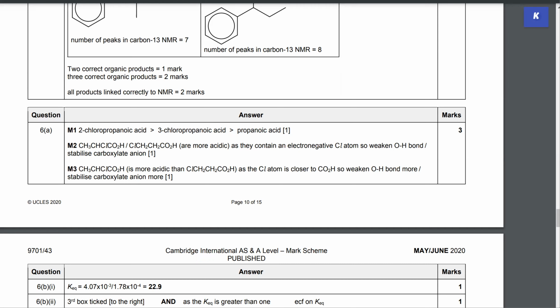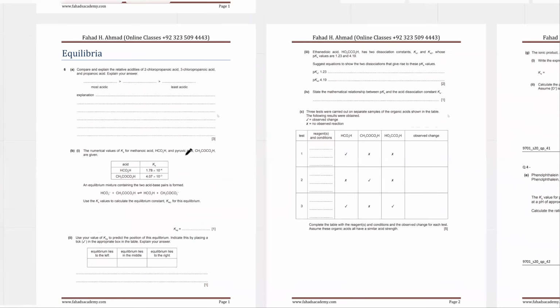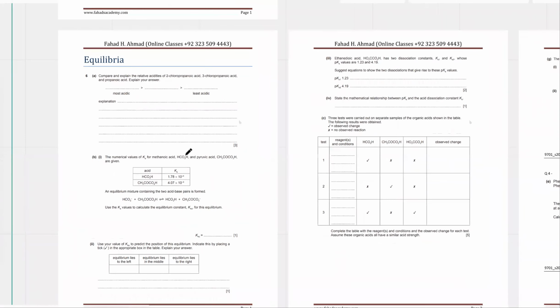They didn't mention the first one, and they didn't award any marks for the alkyl chain part. They just had 3 marks, so there was no mark for that.